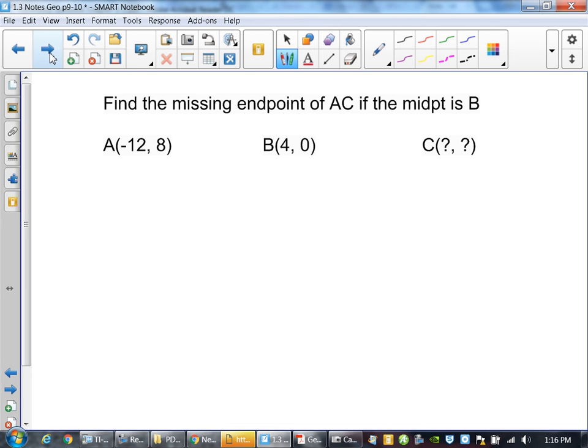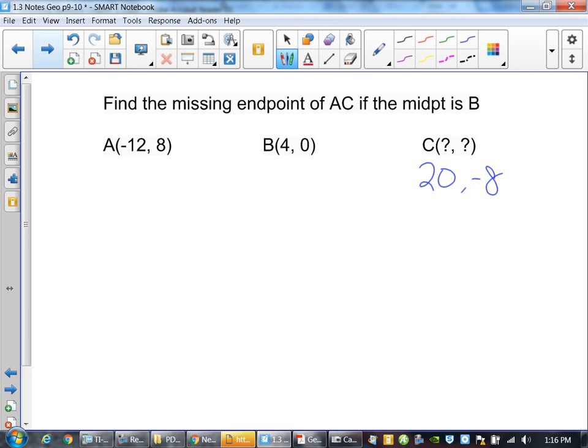So in this example, we're going from negative 12 to 4. Did you go up or did you go down? How many? 16. What's 16 more than 4? 20. From 8 to 0. Did you go up or did you go down? Down. How many? 8. What's 8 less than 0? Negative 8. Done.